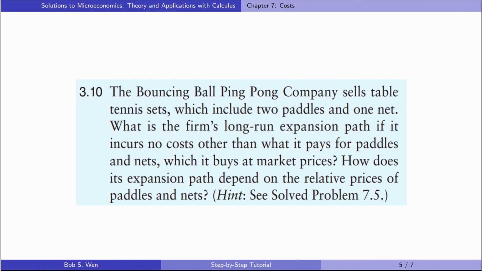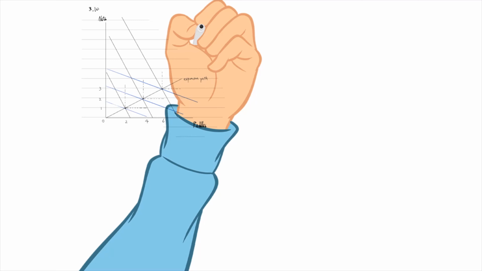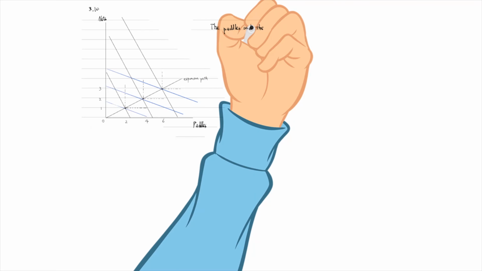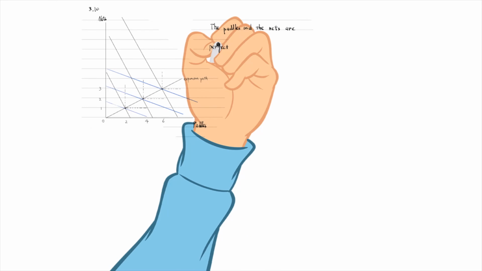Let's go to exercise 3.10. The bouncing ball ping pong company sells table tennis sets, which include 2 paddles and 1 net. What is the firm's long-run expansion path if it incurs no costs other than what it pays for paddles and nets, which it buys at market prices? How does its expansion path depend on the relative prices of paddles and nets? The paddles and the nets are perfect complement inputs. The firm uses them in a fixed proportion.